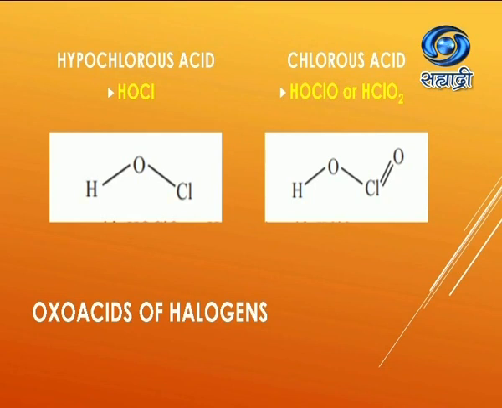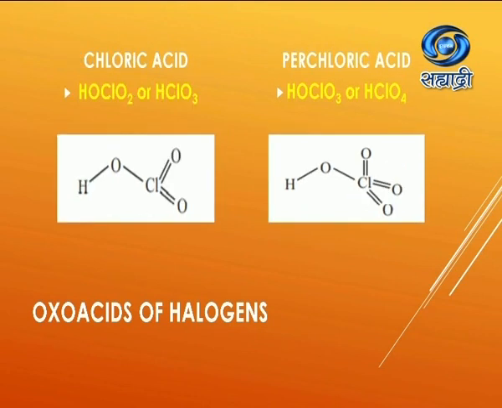Oxoacids of chlorine. The first is hypochlorous acid. Formula is HOCl. The structure is also given. Then chlorous acid. Formula is HClO2 or HOClO. So this is going to be the structure. Then chloric acid HClO3 and perchloric acid HClO4. These are the corresponding structures. So in all these structures, you will find that there is only one chlorine and hydroxyl group bond, Cl-OH bond, and the remaining oxygen atoms are always doubly bonded with the chlorine.